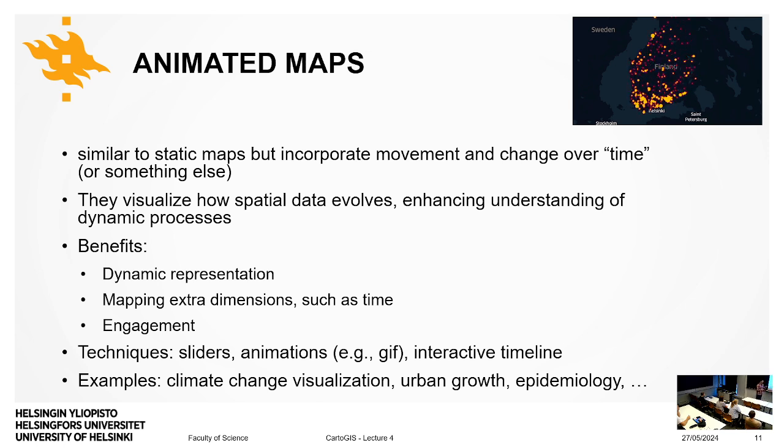As for examples, you can think of many things you may want to use this kind of animated map for. Common examples are climate change visualizations. We have seen those a lot. Urban growth, and epidemiology: during COVID time, we saw a lot of these maps showing how things are spreading and how things are changing. These are powerful ways of visualization.